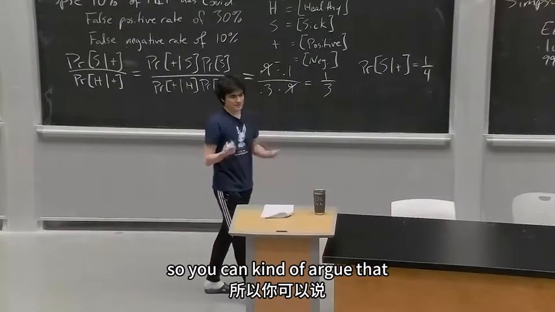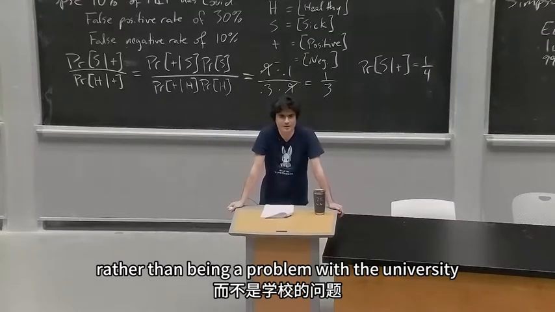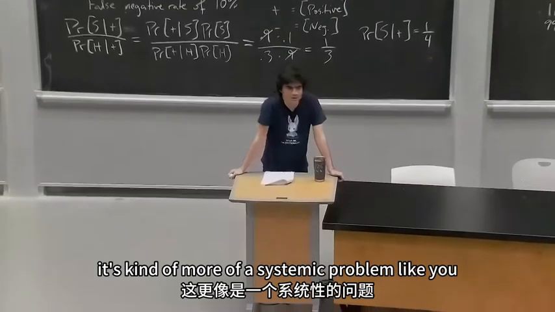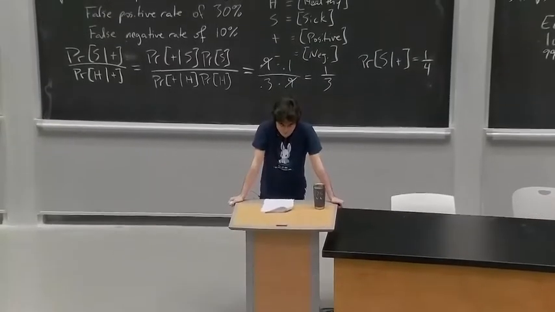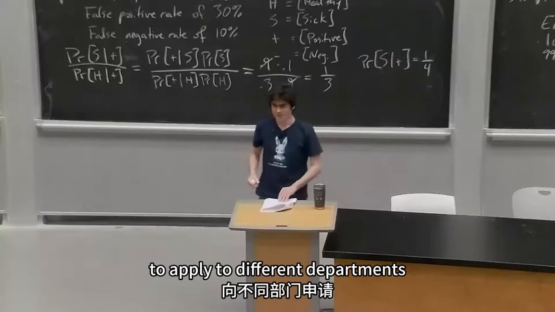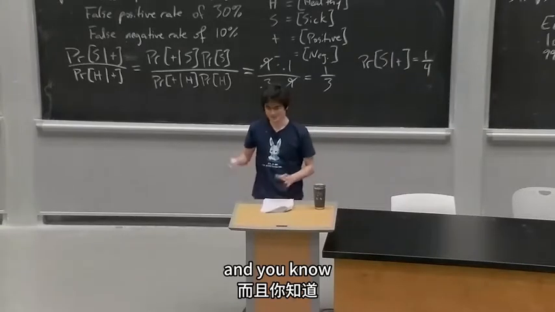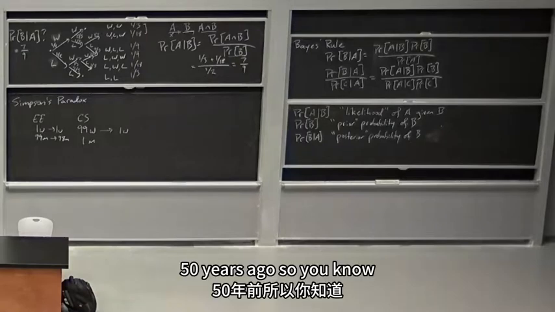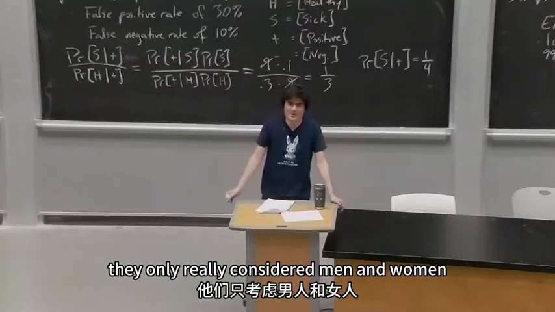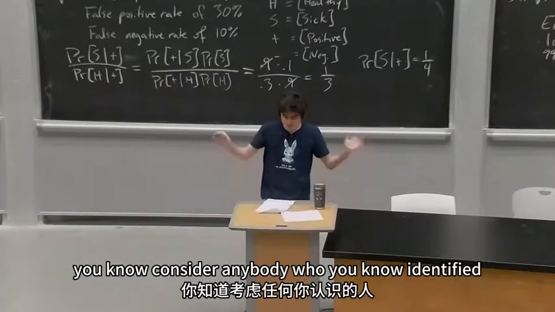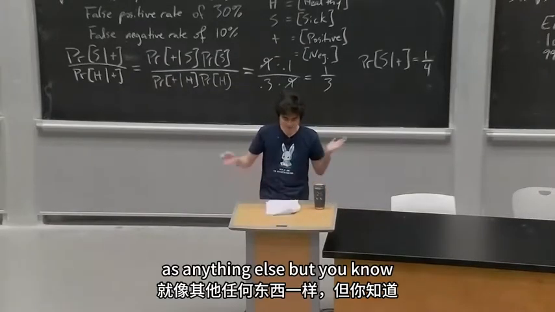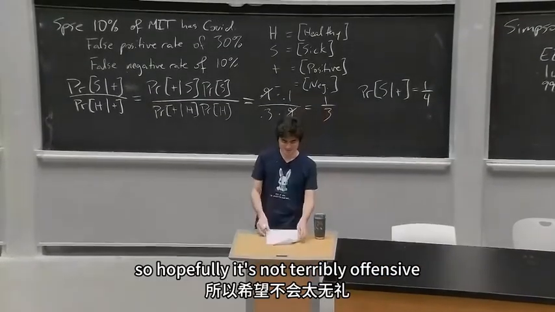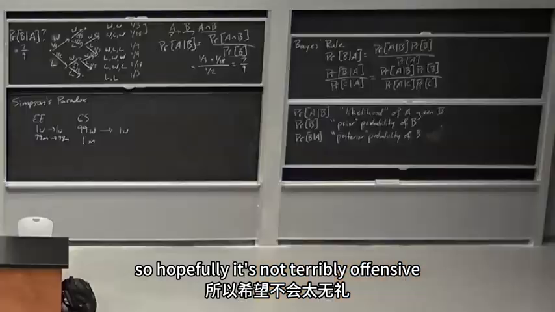So you can kind of argue that, rather than being a problem with the university or the departments, it's more of a systemic problem. Maybe they're encouraging men and women to apply to different departments at different rates, and it's all a bit messy. Also, this is 50 years ago, so they only really considered men and women, and didn't consider anybody who identified as anything else, but we're not saying anything about that. This is just to illustrate the maths, so hopefully it's not terribly offensive.